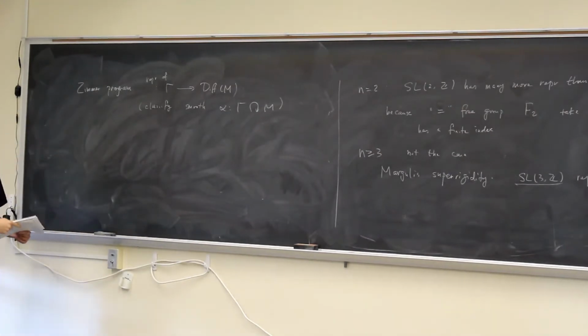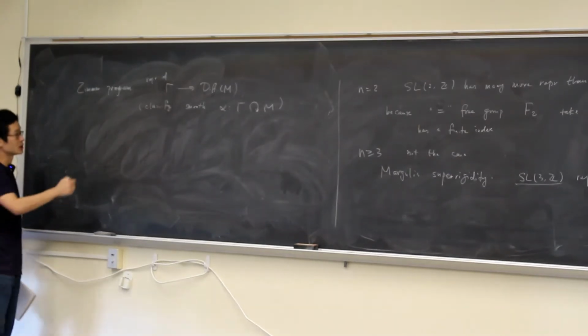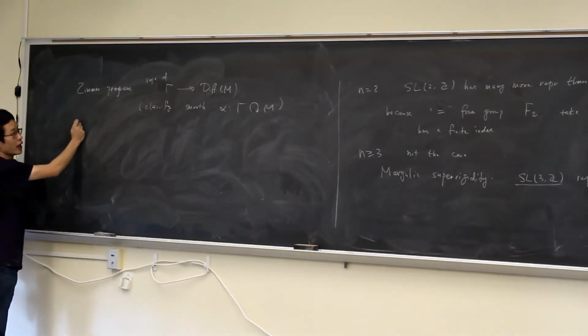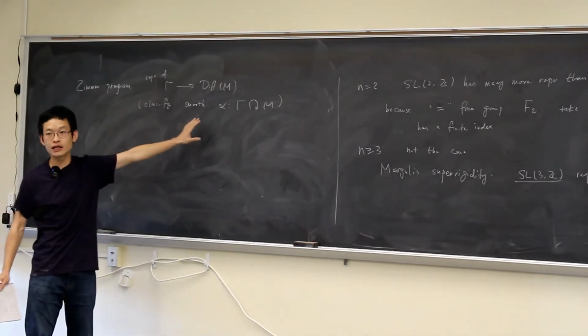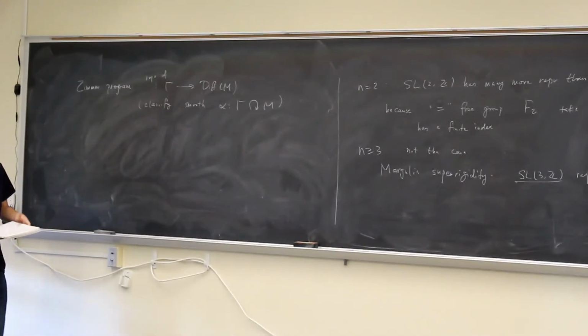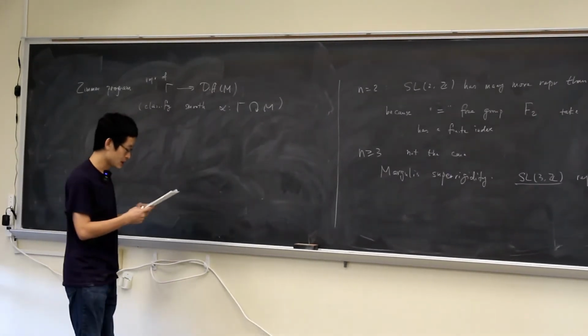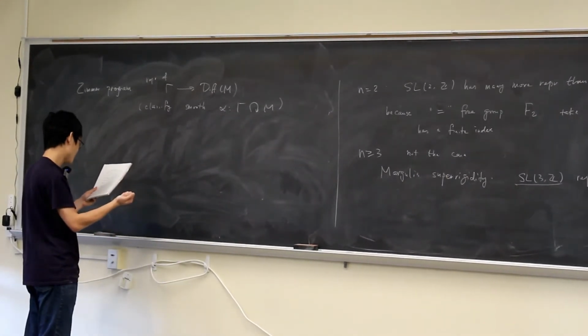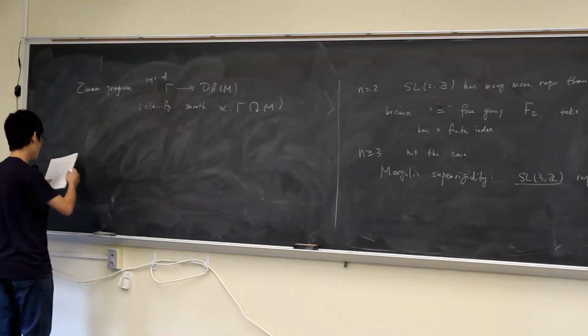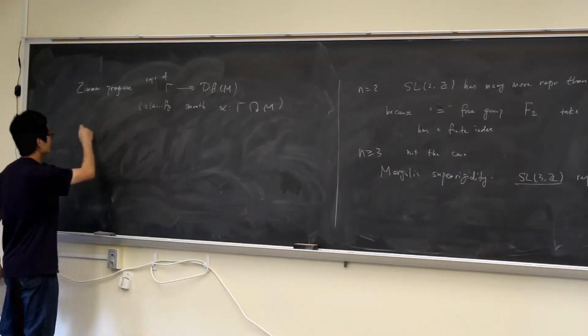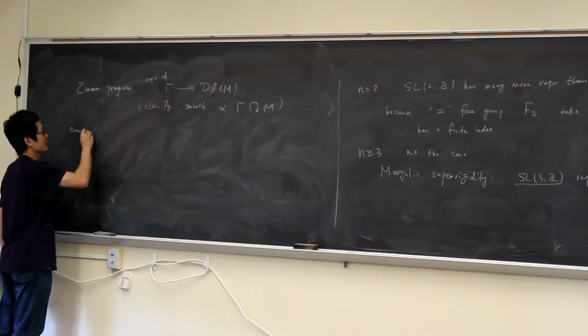This is a huge program, and I believe that the wave has just started, and there has been some recent progress. The hope is to say that, like here, there are not so many of them, and all the smooth actions like this, you can classify them, and they are of algebraic nature. It turns out that this is not 100% true. There are some exceptions. Maybe before telling you that, let me tell you some examples.